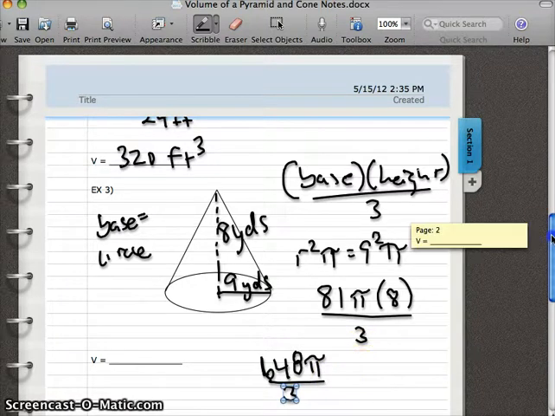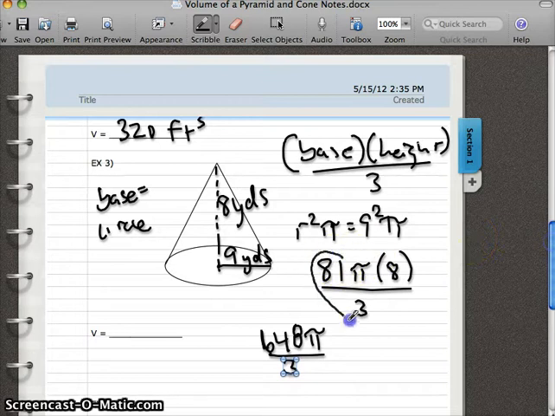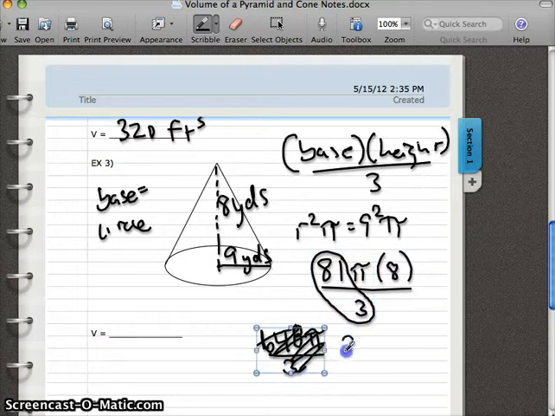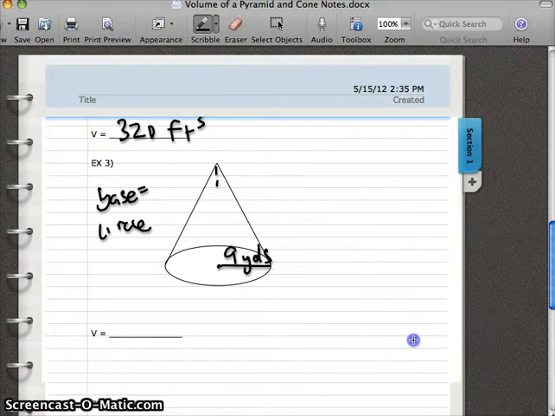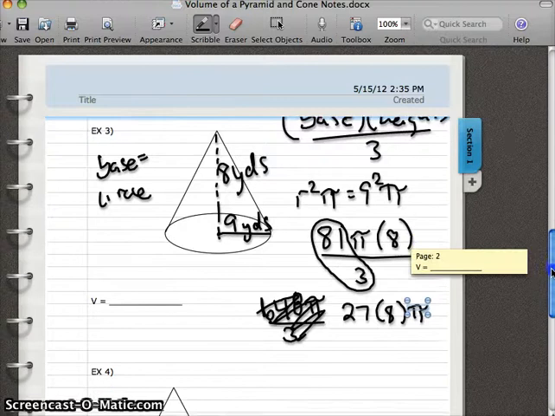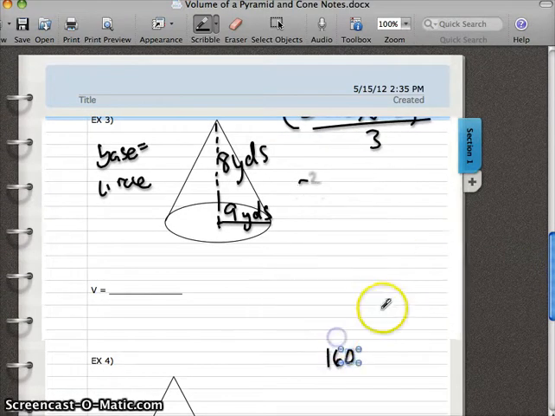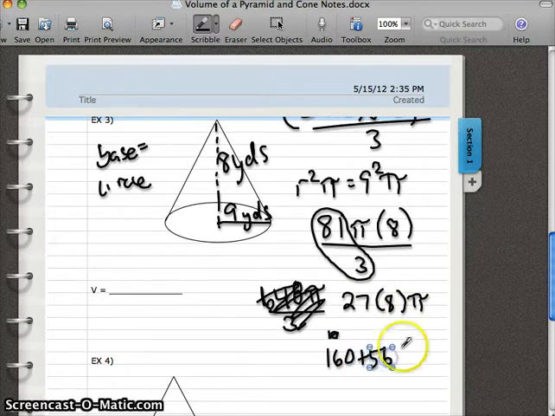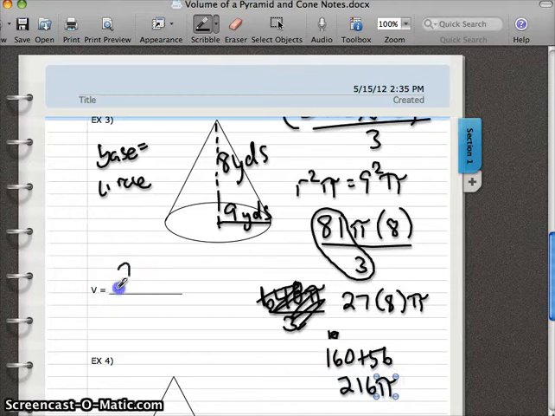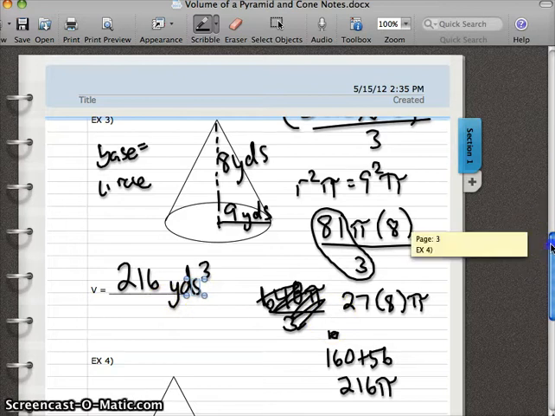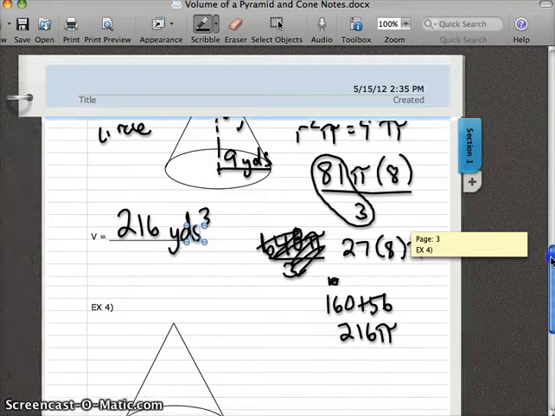We could have also simplified a little bit, make it a little easier on ourselves. 81 divided by 3, well that's 27. And 27 times 8 times pi would give us our volume still. 20 times 8 is 160. And 7 times 8 is 56, so put them together and we get 216 with pi attached. And our units were yards, so we got cubic yards, 216 pi cubic yards for the volume of that cone. So there's an example of a volume of a cone.